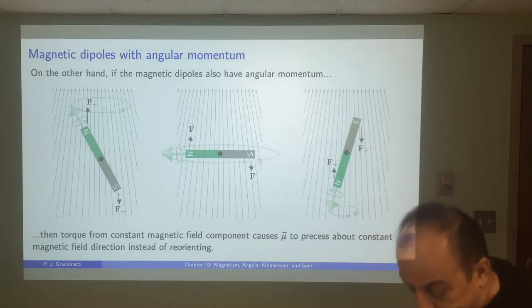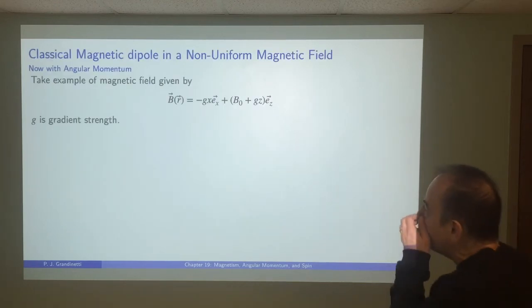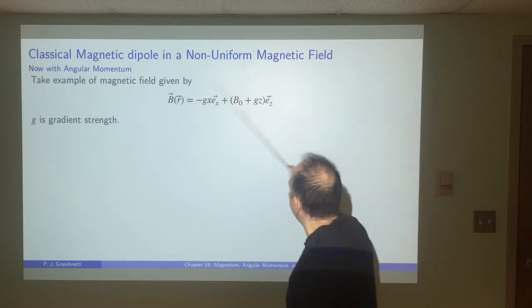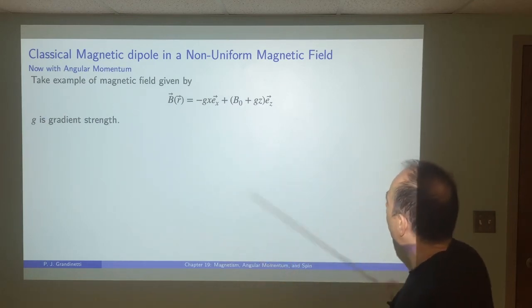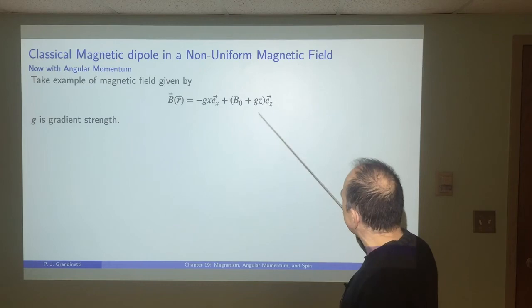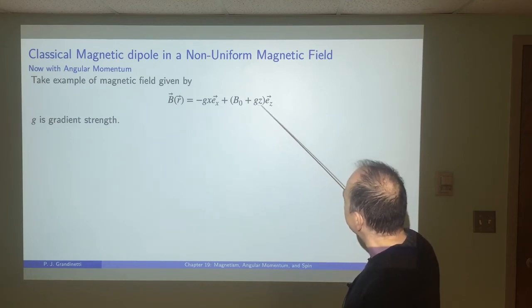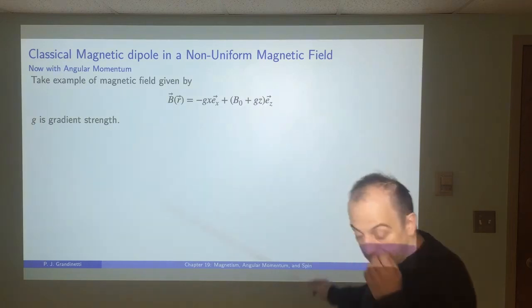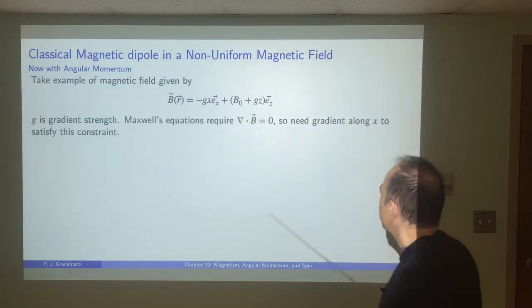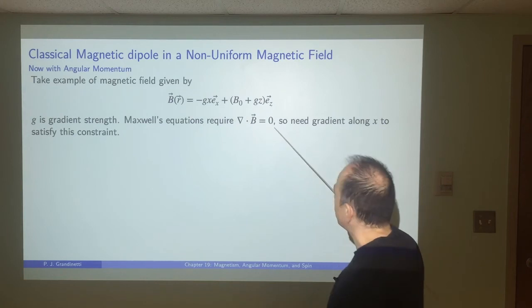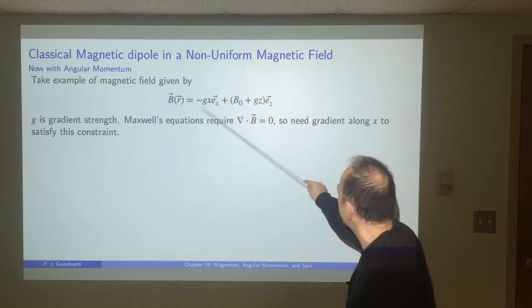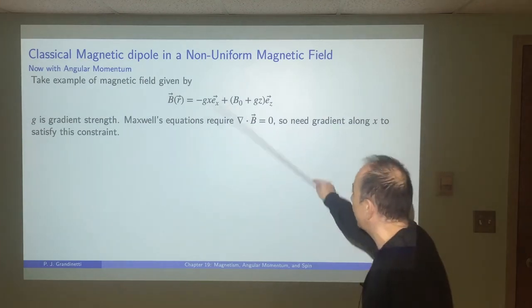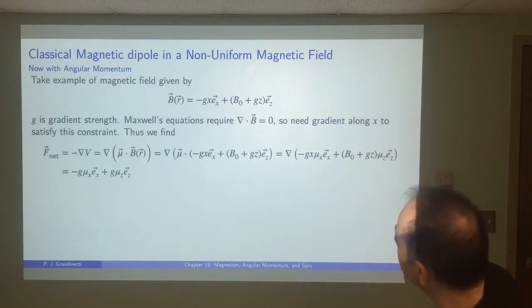Now, if we take a real example for a magnetic field gradient, so let's take this example for a magnetic field where I'm going to write a gradient along z. So I'm going to have B naught plus G times z. So this is a linear gradient along z. And of course, Maxwell's equations require that this be true, so we have to add this term here in order to satisfy Maxwell's equations, but we'll see later that we're going to be able to ignore the effect of that x gradient.